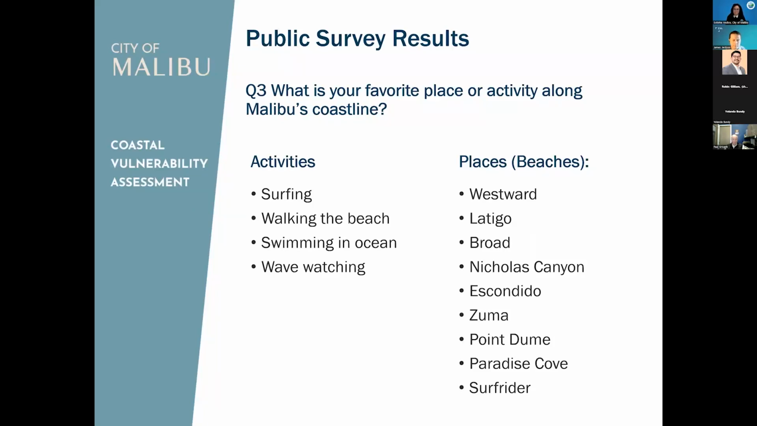In this survey, we had asked, what is people's favorite place or activity along Malibu's coastline? Of the 72 respondents, 57 people mentioned that their favorite place was along the beach or the ocean. Some of the answers we received for people's favorite activity along the Malibu coastline included surfing, walking the beach, swimming in the ocean, watching waves, and more. A few of the favorite specific beaches that were mentioned numerous times in the survey answers included Westward Beach, Latigo, Broad Beach, Nicholas, Escondido, Zuma, Point Dume Beach, Paradise Cove, and Surfrider beaches. Next slide, please.